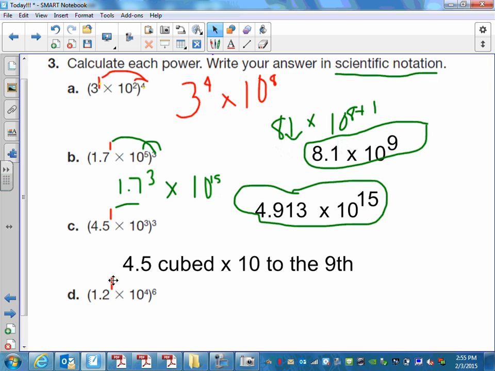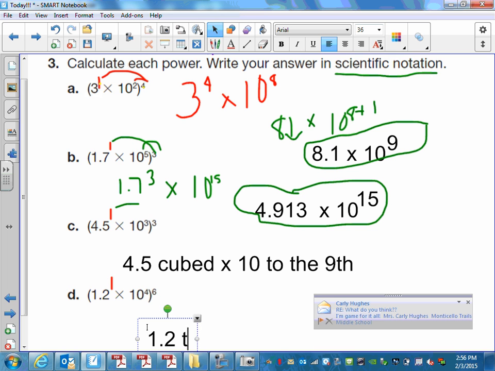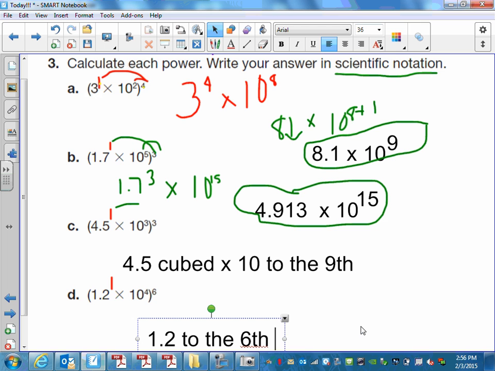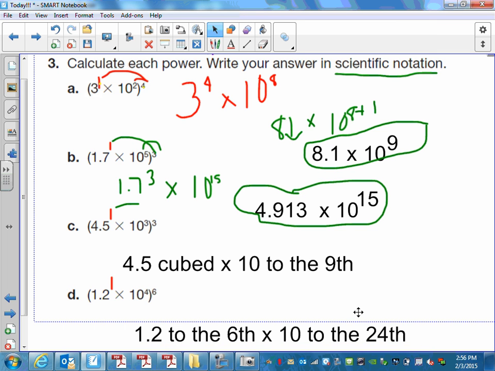6 times 1 is 6. 6 times 4 is 24. So you would have 1.2 to the 6th, so 1.2 times 1.2 times 1.2 times 1.2 times 1.2 times 1.2 times 10 to the 24th. I'm just writing it in a little sentence format so I don't have to do the exponent. Like this is what I mean, like rewrite it and put it over here. But you write it like that. Make sure you do 1.2 raised to the 6th power, and if whatever you get here is too big, like when we did it up here, if your mantissa is too big, change it and add so that it's written in scientific notation.